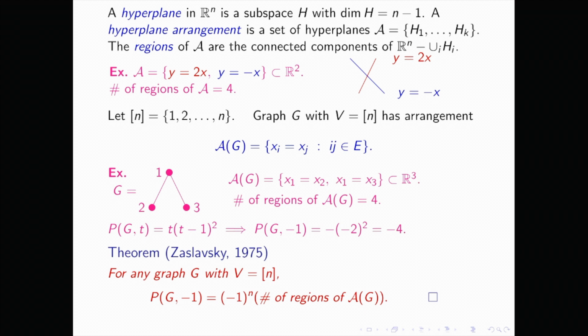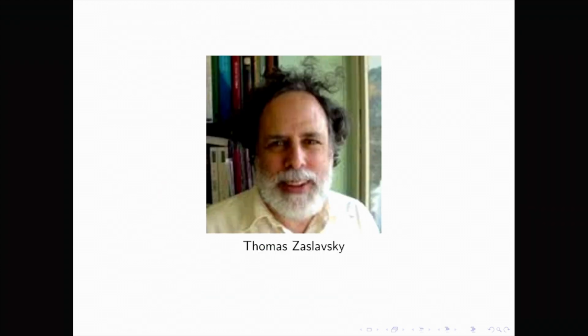Now, seeing Stanley's theorem and Zaslavsky's theorem back to back, you might suspect that there's a bijection between acyclic orientations and regions of the hyperplane arrangement, right? Because they're both gotten by plugging minus one into the chromatic polynomial. This is true, and again, I can discuss that more during question and answer if we have time. Okay, so there's Tom Zaslavsky.